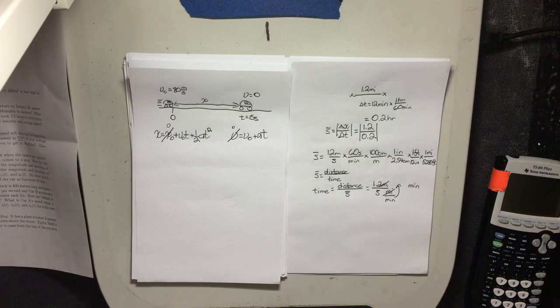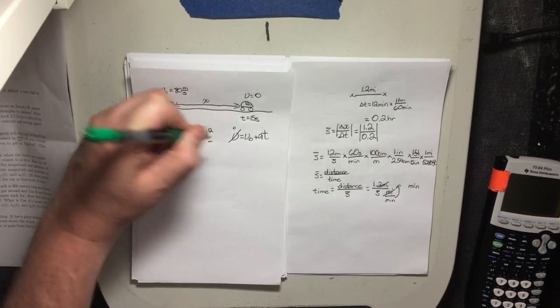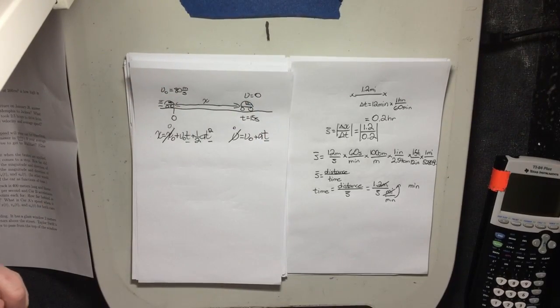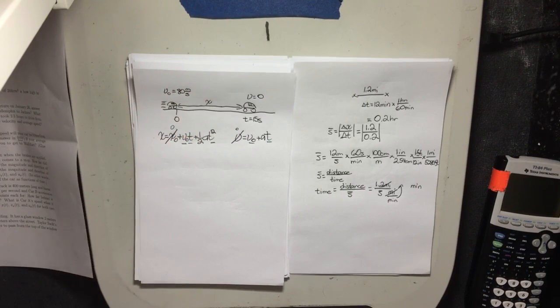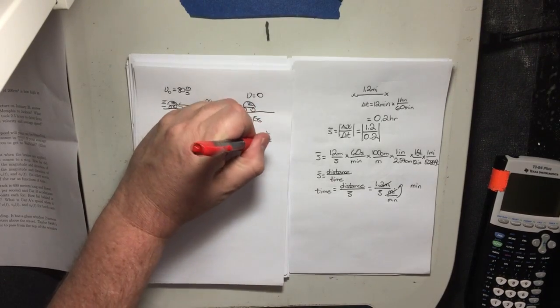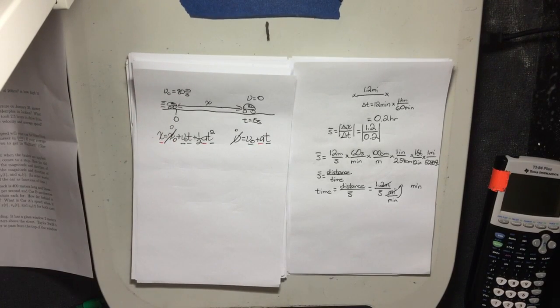Now we look at what we know and don't know. I know time. I know initial velocity. But I don't know A, and I don't know X. So on the left is one equation with 2 unknowns. On the right is one equation with 1 unknown.